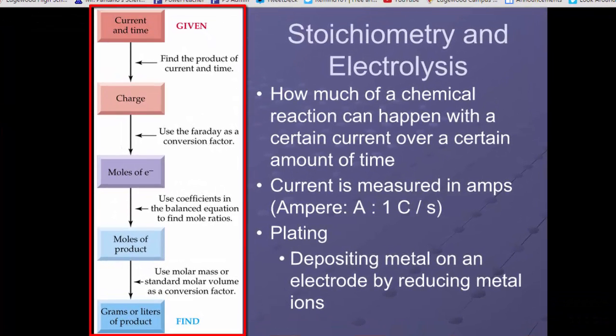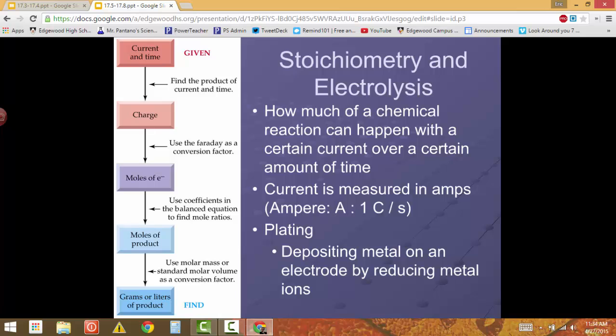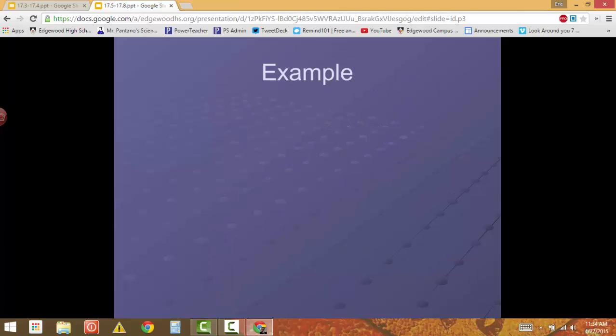The process for figuring out these calculations is pretty simple. If we know the current that we're applying and the time, we can use the product of current times time, which will give me charge. Use the Faraday, and that'll give me moles of electrons. Use coefficients of the balanced equation, which will give me moles of product, and then use molar mass to get mass or volume of product. We'll do an example and you'll see how this generally works.